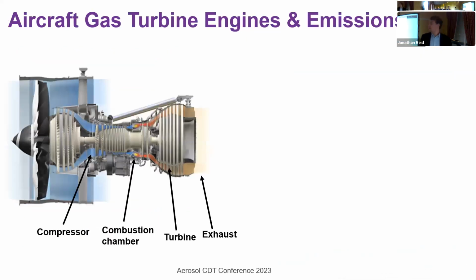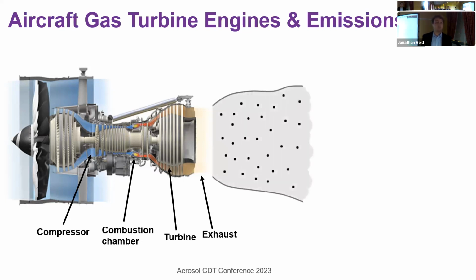So this is a basic schematic of an aircraft gas turbine. There's four main sections to this. There's the compressor. This compresses air. This compressed air then enters the combustion chamber, where it is mixed with fuel and ignited. This ignited air-fuel mixture is then allowed to expand through turbine blades, and then it exits the engine at the exhaust. This fuel-air mixture is what we call emissions.